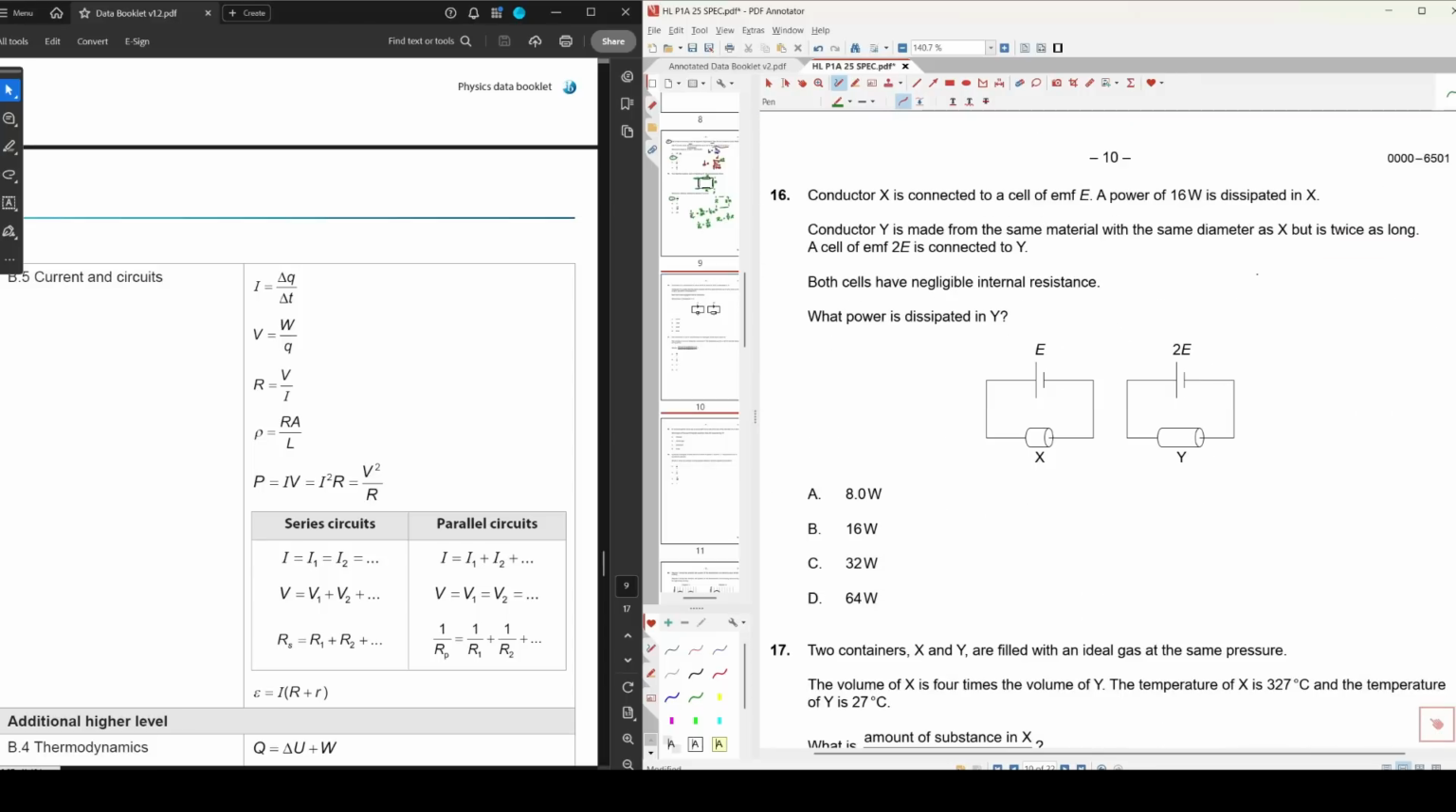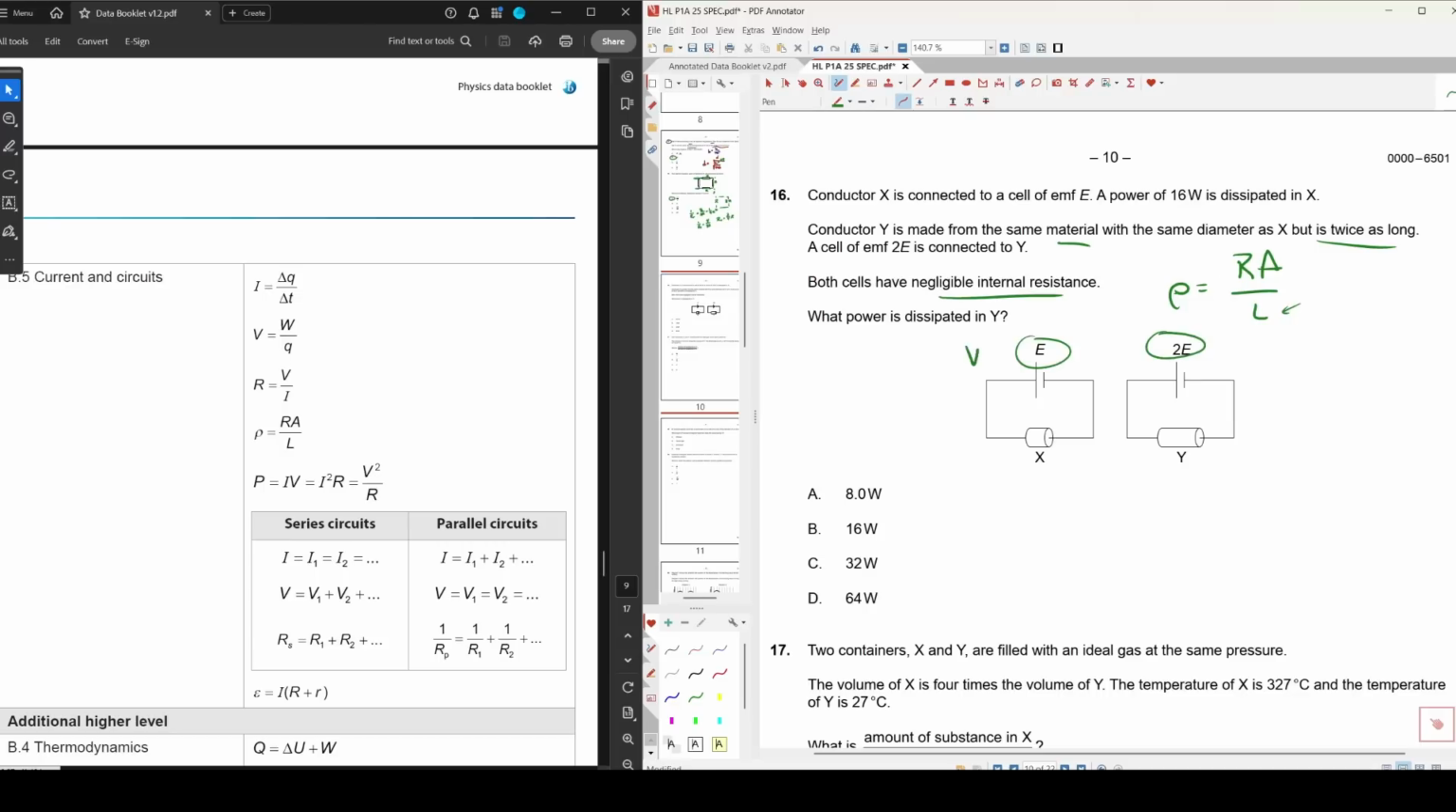Okay, got some more circuit stuff. Now what are we doing? We've got an EMF, power, negligible internal resistance. So I don't have to use that EMF equation really. EMF is basically just voltage then. Power of 16 watts dissipated here. Same material, twice as long. That's my hint to use this equation as at least part of this, because the material is all about the resistivity, and I've got the length in here. So the resistances are going to be different, and I want to know power.